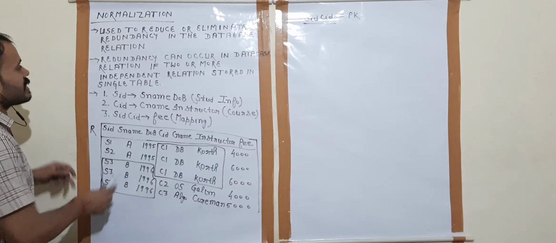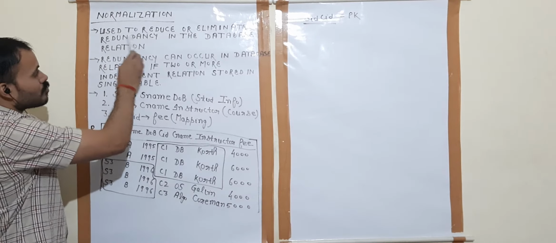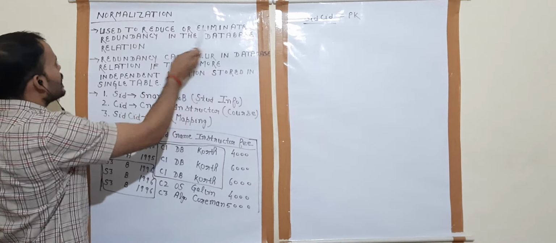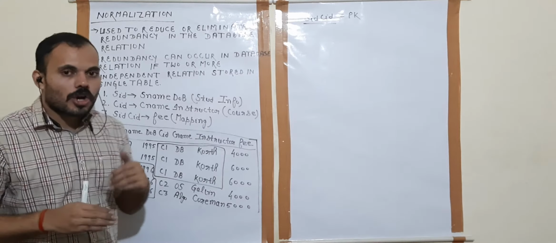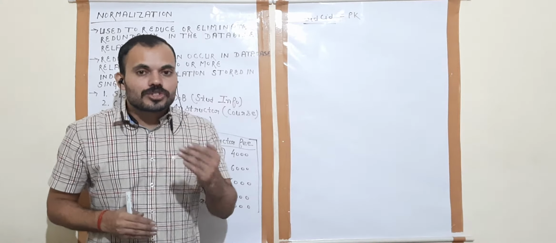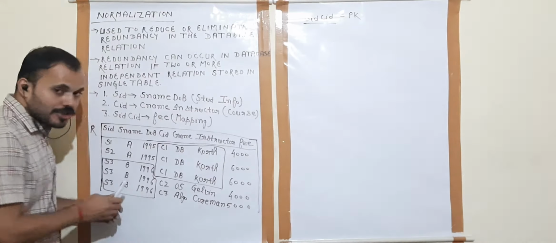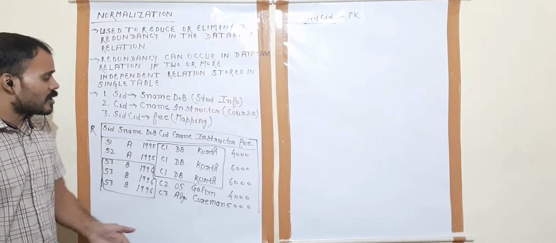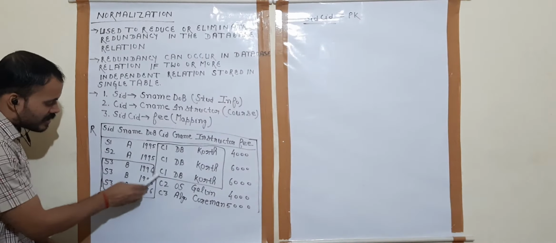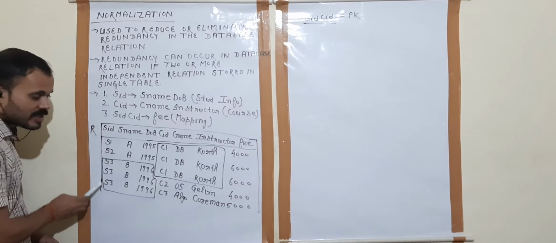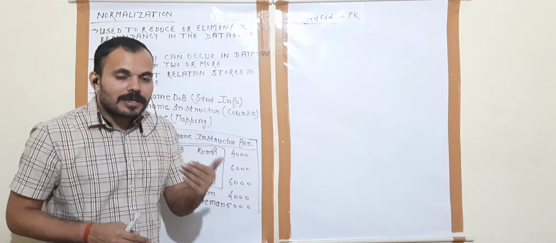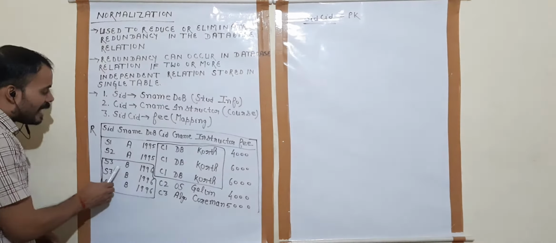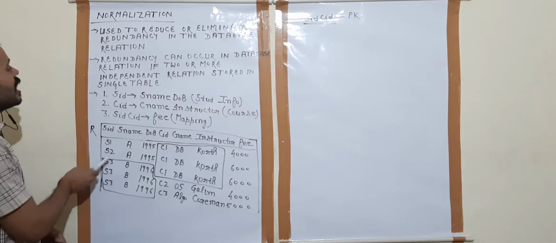See here, what is normalization? Normalization is used to reduce or eliminate redundancy in the database table. This is redundancy. We use normalization to reduce or eliminate redundancy in the database relation.